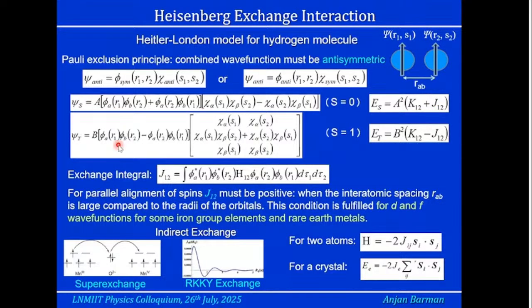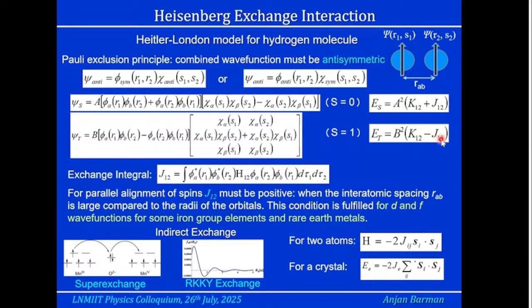Okay. And then there can be the space part antisymmetric and the spin part symmetric. And here you can see instead you have a plus sign, for the spins of the two particles combined. So you can have three different spin states. S equals 1 because the spins are parallel. So you have 2S plus 1, that is 3 states. So it is called a triplet. These are the 3 states, and this is the antisymmetric space part. So the energy of the triplet is basically B squared times K12 minus J12.